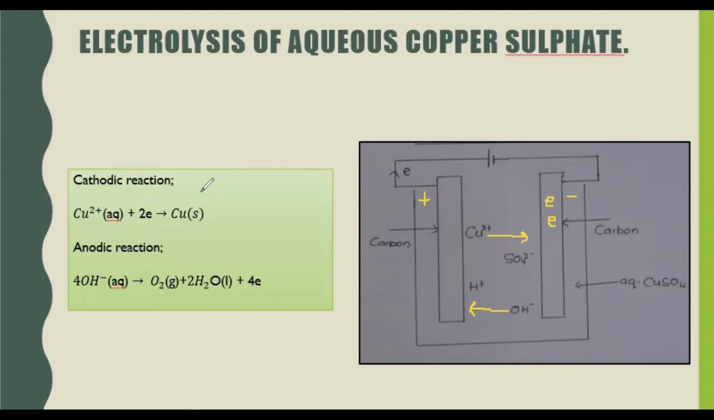So the cathodic reaction is Cu2 plus accepts 2 electrons and becomes copper. Here you have to balance the equation. Then let's come to the anodic reaction. Here 4OH minus will break into oxygen gas, release water and release 4 electrons.